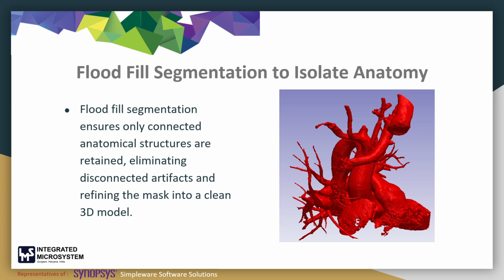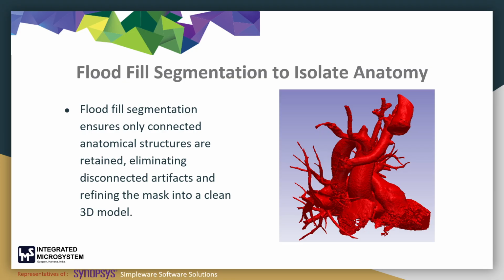Following thresholding, the next critical step is refining your segmentation using flood fill tools. Thresholding alone often captures extra disconnected elements with simple intensity values, especially in complex anatomical regions like the heart. This is where flood fill becomes invaluable. It helps isolate only the connected regions that are anatomically relevant.